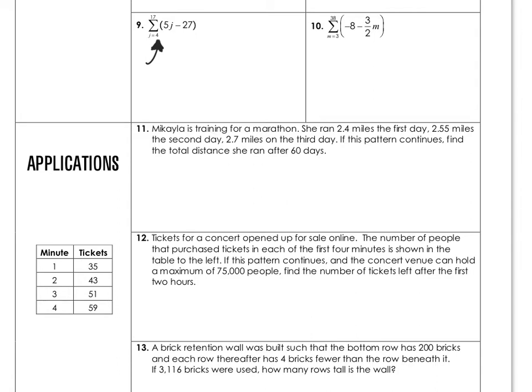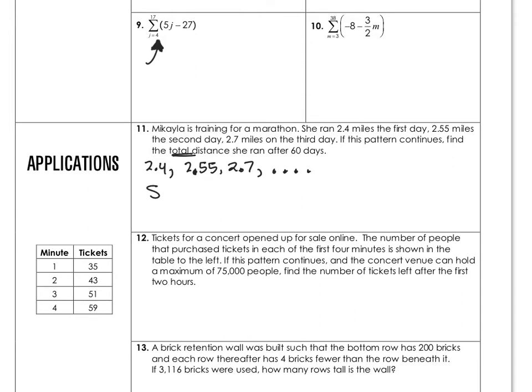So on number 11, they're training for a marathon. They tell us that she ran 2.4, then 2.55, and then 2.7, and so forth, okay? And they want to know the total distance. That word generally means you're finding a sum. Occasionally they throw that in and you're not finding the sum, which makes it a little bit more complicated. But more often than not, if you see the word total in there, you are finding the sum.